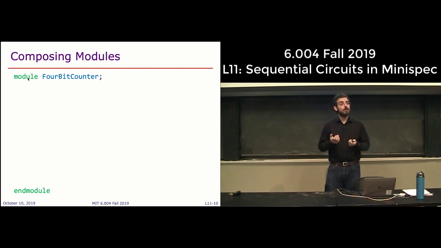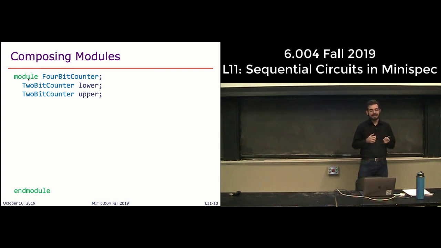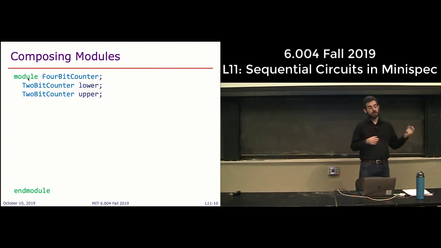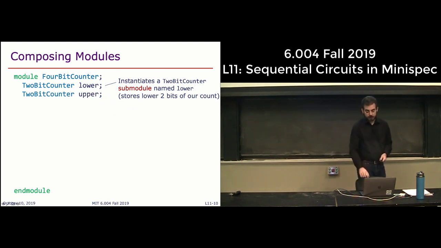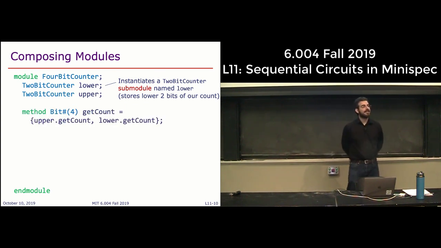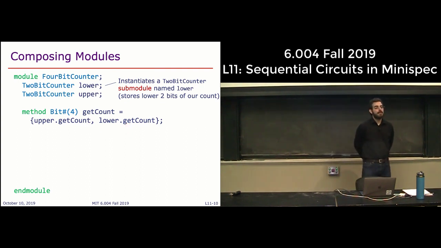Well, you can have two submodules called lower and upper. The lower 2-bit counter submodule stores the lower 2 bits of the 4-bit output, and the upper one stores the upper 2 bits. Given that the lower's count is the lower 2 bits and the upper's count is the upper 2 bits, it's pretty easy to write the get count method. It's just the concatenation of upper and lower. So this is 2 bits, this is 2 bits, this is 4 bits. We're concatenating two 2-bit values. So far, so good, right?